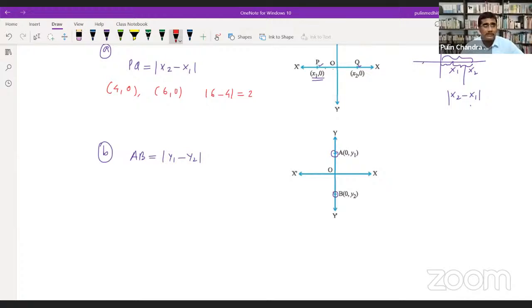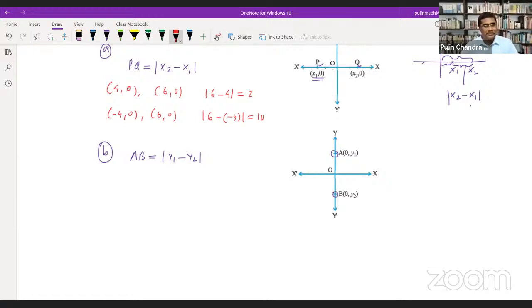Problem solving में हमको मिल जाएगा सारे। By chance अगर ये ऐसा होता तो कैसे करते हम लोग? कैसे करेंगे? 6 is the bigger one of that. 4 minus 4 और 6 दोनों में से bigger कौन है? और right side का point कौन है? 6, 0. So 6 I'll take, then minus 4. That will give you 10 units. So you can count it in the actual process also.